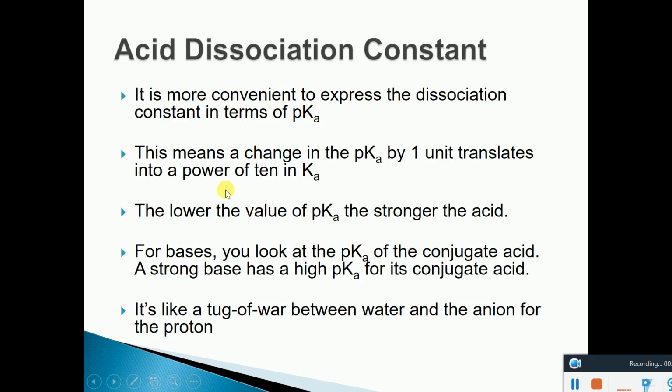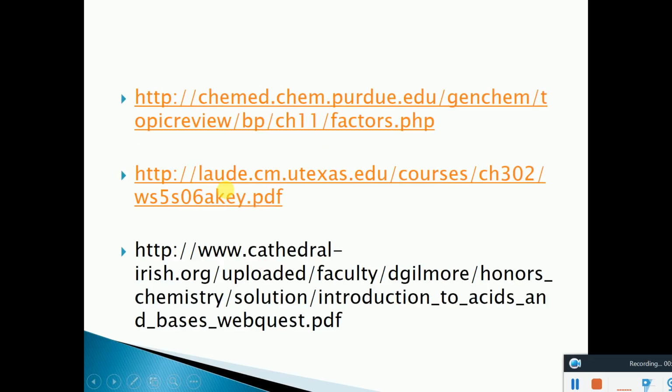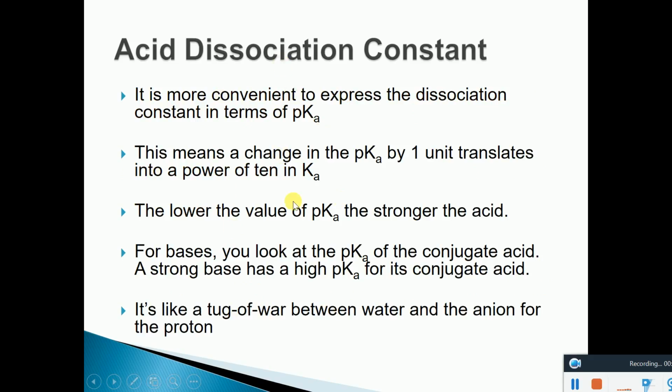Okay, so these are your general points to talk about. It is more convenient to express the dissociation constant in terms of pKa, and that's what we're going to do. We're not really going to talk about Ka, but just know what Ka is and what it means. Don't forget it. The lower the value of the pKa, the stronger the acid. The higher the value of the pKa, the weaker the acid. The higher the pKa, the stronger the base. You have to keep all that straight.